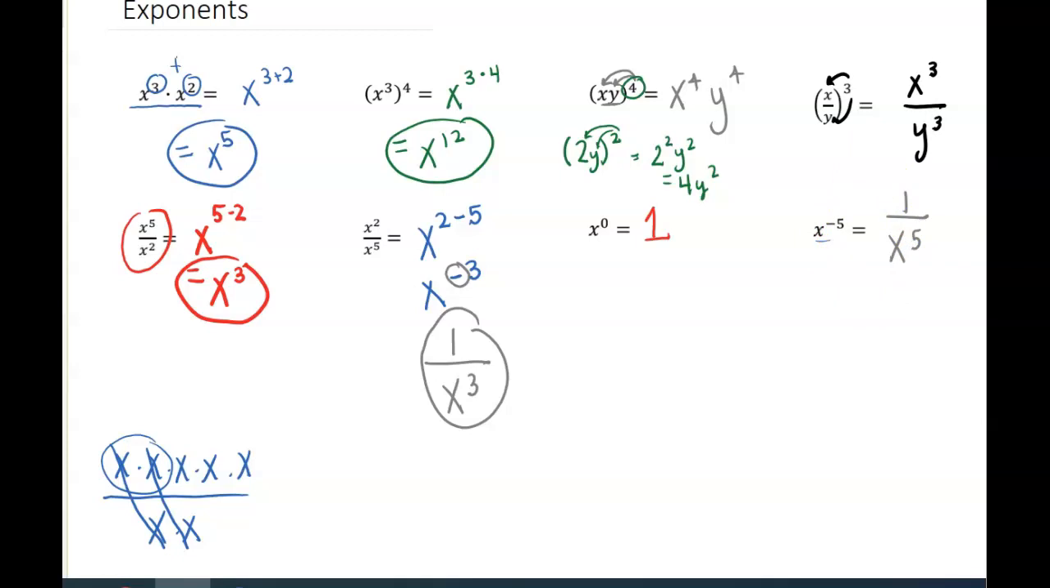However, something you do remember is if you have like 2 over x to the negative 2, if you have a negative exponent and it's already in the denominator, then it will move up to the numerator, so like 2x squared. So if it's in the numerator and it has a negative exponent, it moves to the denominator. But if it's in the denominator and it has a negative exponent, it moves up into the numerator.